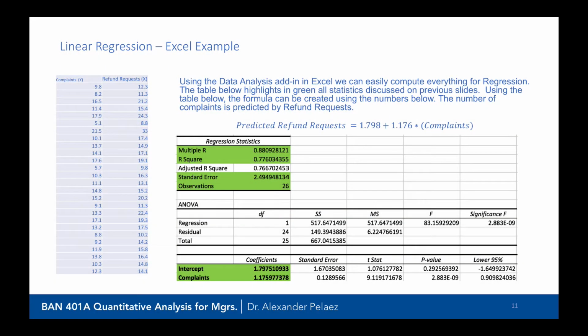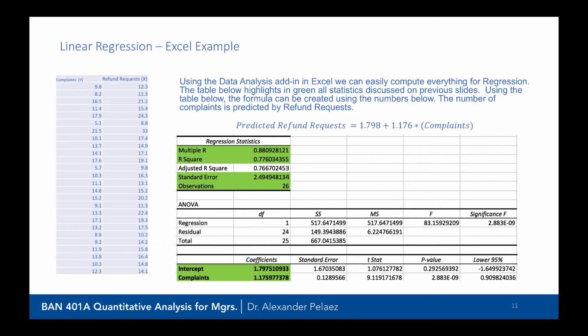So in linear regression, we're going to actually do an example. We're going to use the data analysis add-in and easily compute everything for regression. The table below highlights in green the statistics that were discussed on previous slides. Using the table below, the formula can be created using the numbers that we have. The number of complaints is predicted by the refund requests. And this is an example of the output of using the regression component in the add-in in Excel.